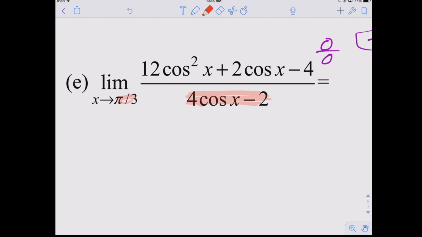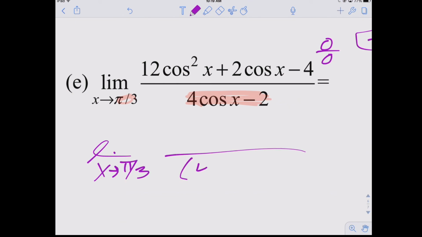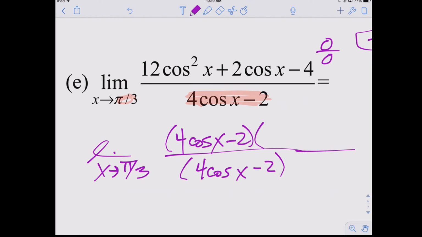So if this linear factor in terms of cosine in the denominator causes 0, maybe that is also a factor in the numerator that's causing 0. Is that probable or possible? Let's try it. I'm going to put 4 cosine of x minus 2 down here, and in anticipation that it's going to work, because I like to think positive, I'm going to put that factor in the top as well. Now, let's see if we can come up with the other factor.